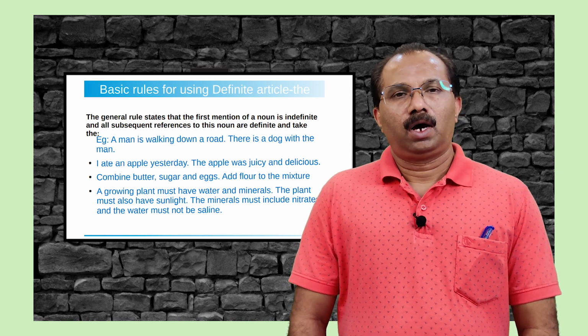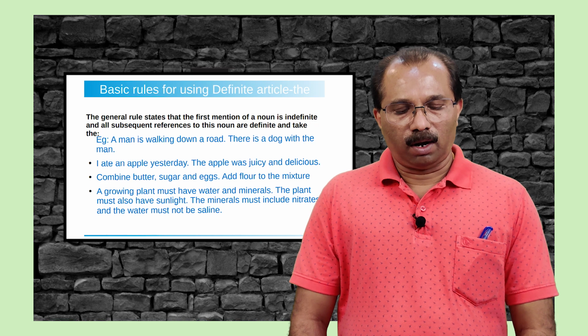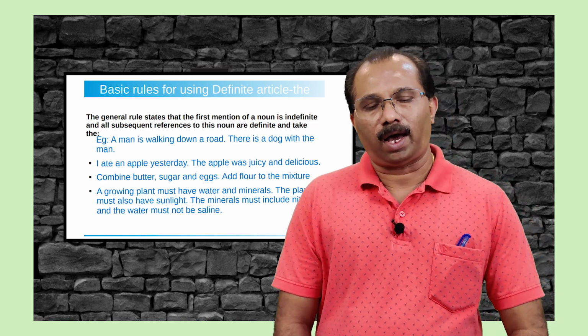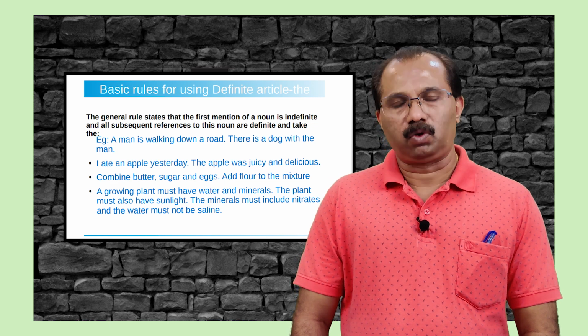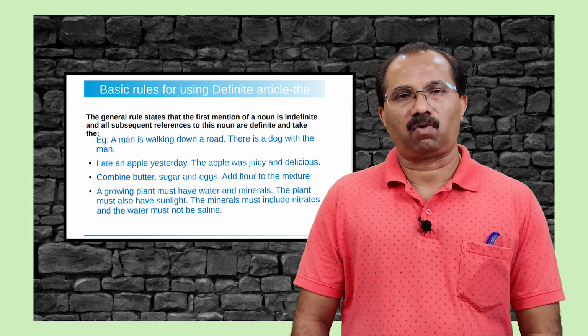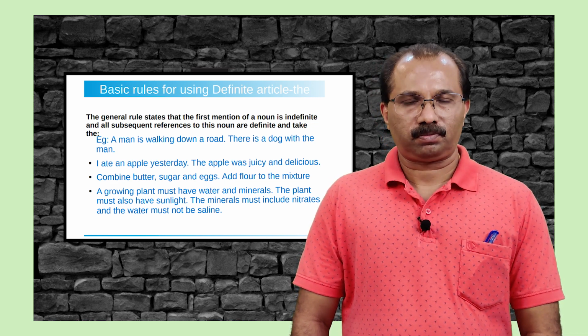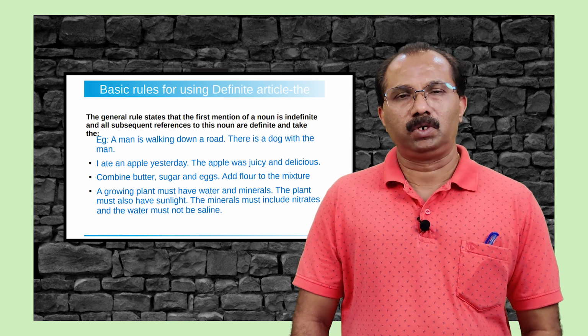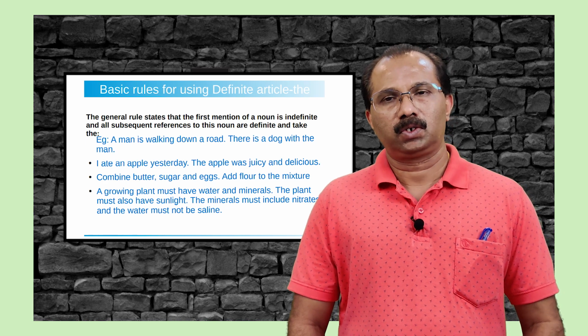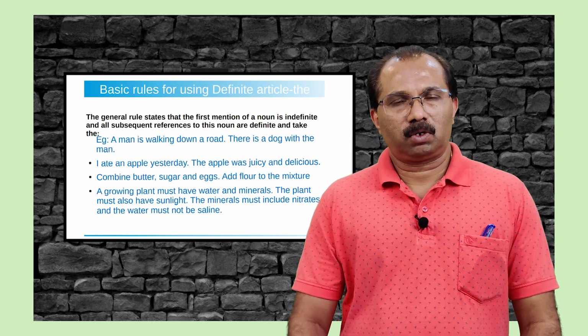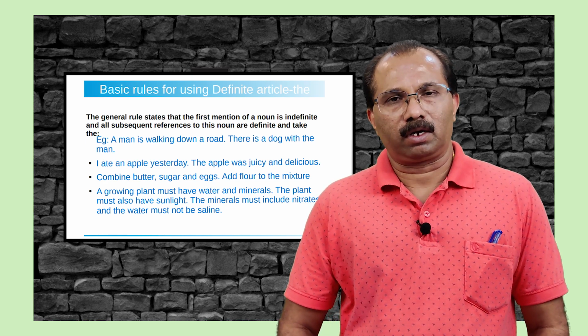Another example: combine butter, sugar and eggs. Add flour to the mixture. See, the mixture means which one? When we add these three items, we get a mixture. So it is a previous reference. Through these examples it is clear, I think.